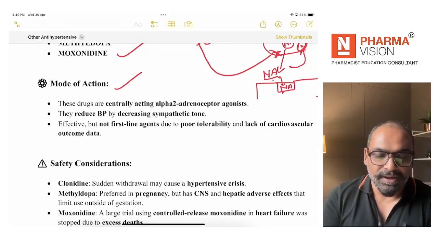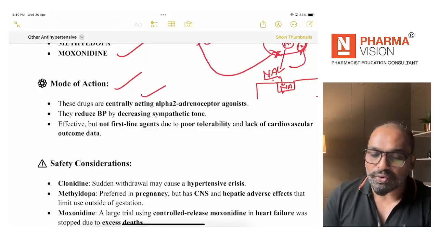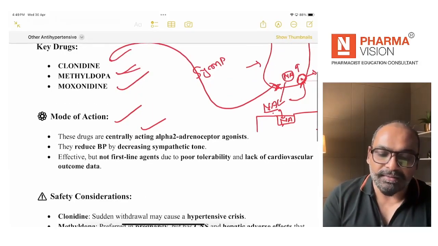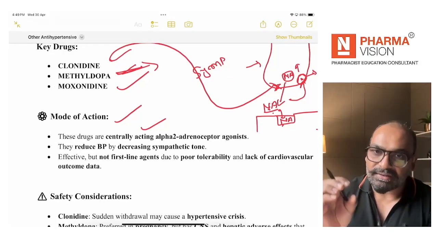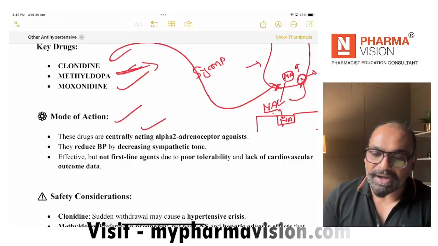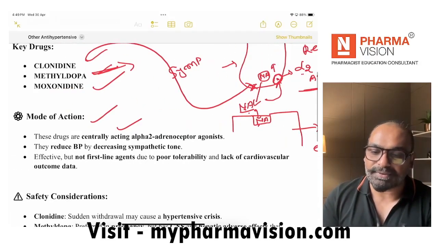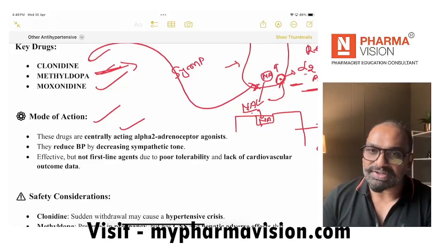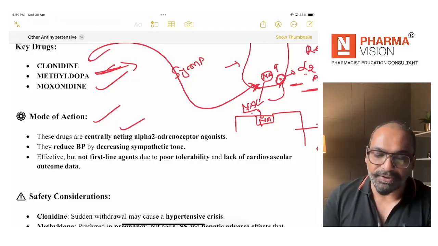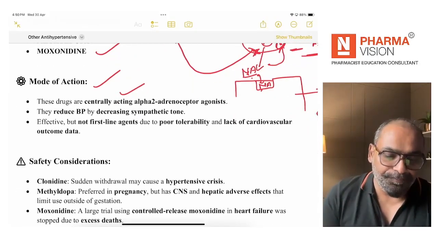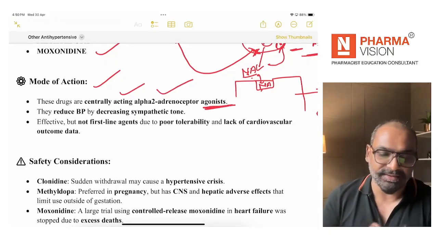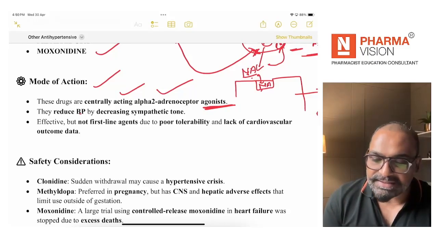Regarding the mode of action, these are centrally acting alpha 2 adrenoreceptor agonists. Methyldopa is converted into a different kind of catecholamine, which is a false neurotransmitter, and that also stimulates the alpha 2 receptor and stops the surge of sympathetic tone. These centrally acting alpha 2 receptor agonist drugs reduce blood pressure by decreasing sympathetic tone.